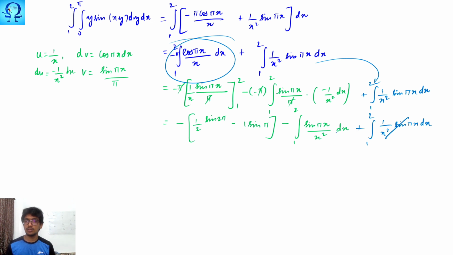Hence, these two terms get cancelled. And here, what is sine 2 pi? It is 0. What is sine pi? It is 0. So the answer is 0. Right? We have done it this way.